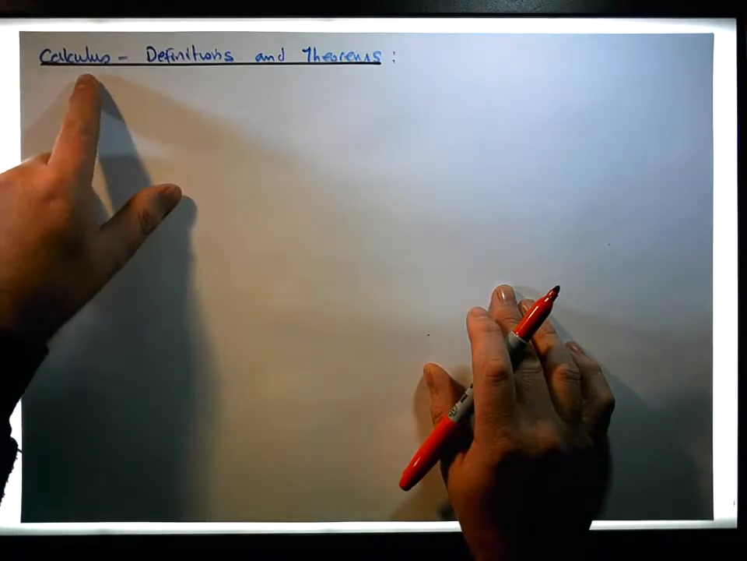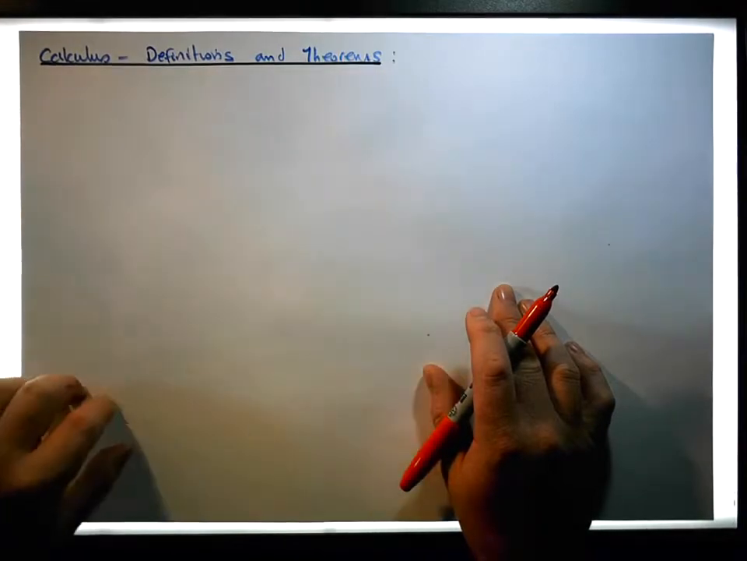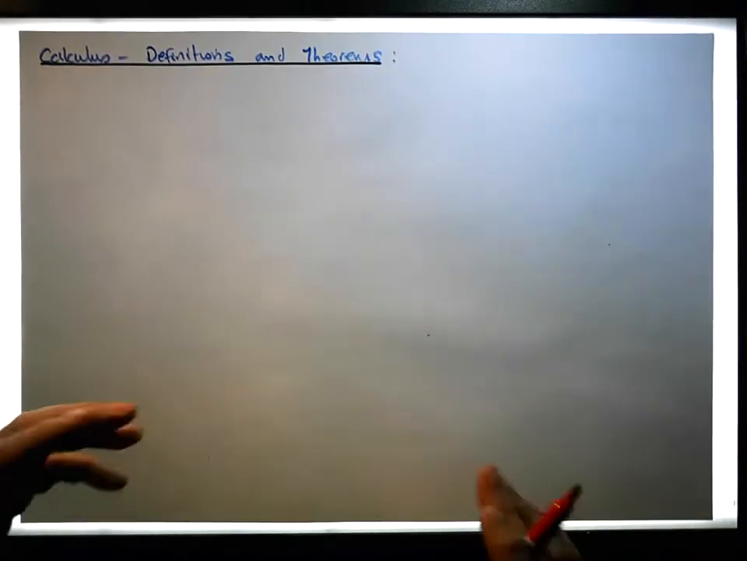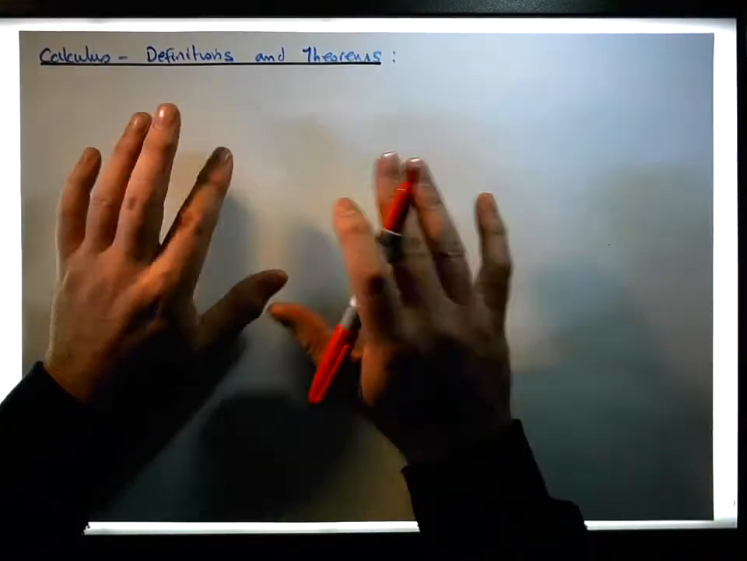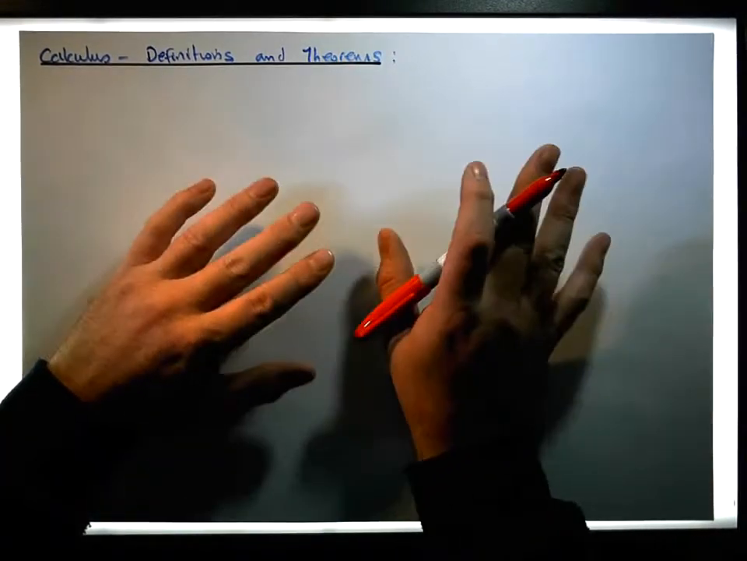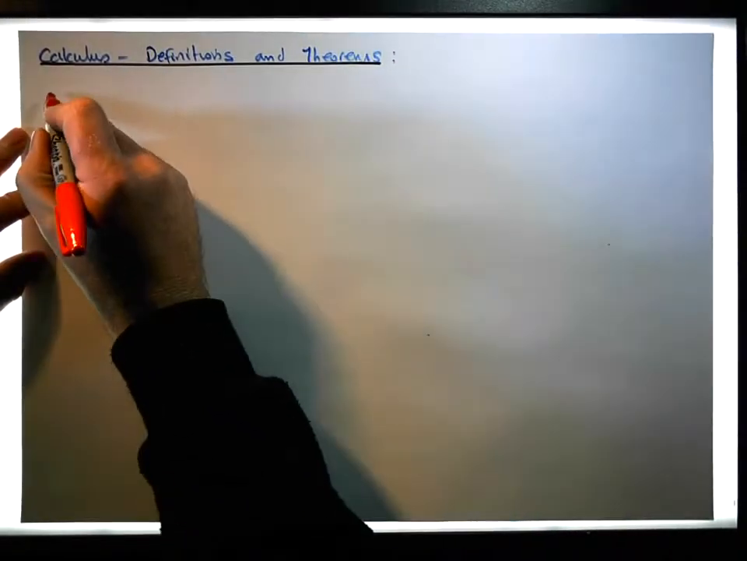This is one of our first videos concentrating on calculus, and in particular important definitions and theorems. What we're going to attempt to derive today is the fact that if a function is differentiable at a point, then it's also continuous at that particular point. So let's just state this as a theorem.